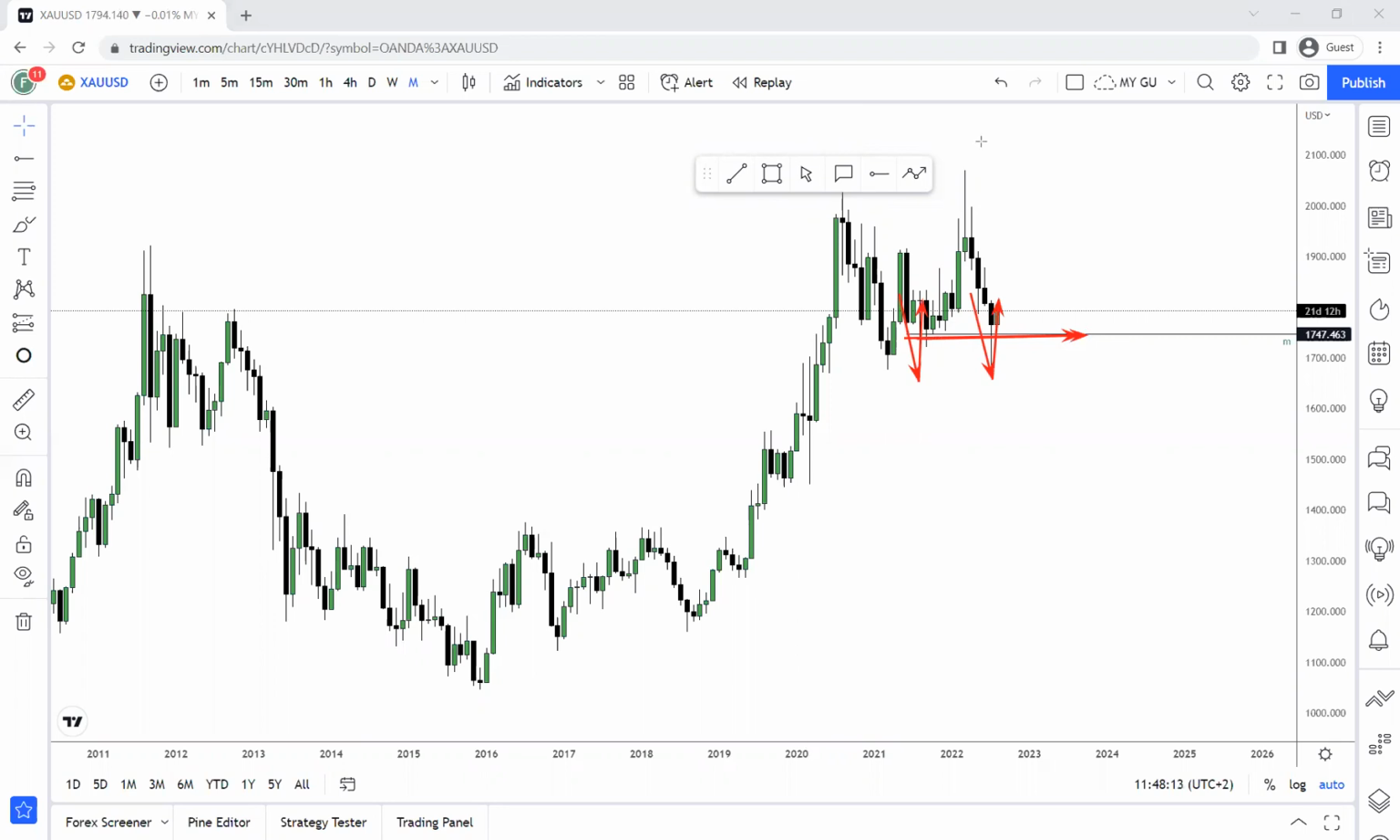All right, because it's support as long as price is above, and it's resistance as long as price is below. So that's an area that we can look out for on the monthly time frame.